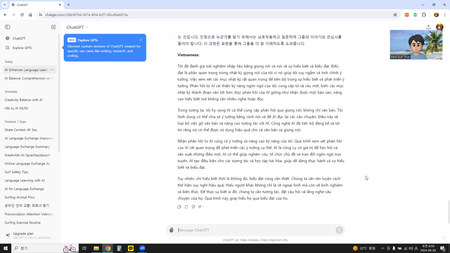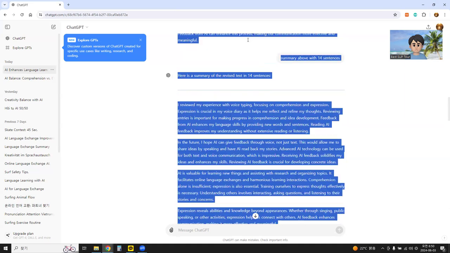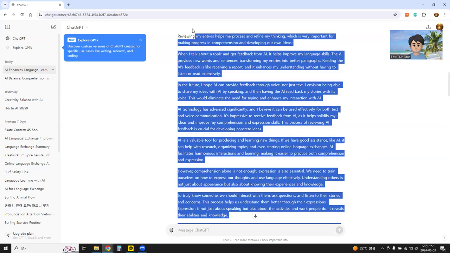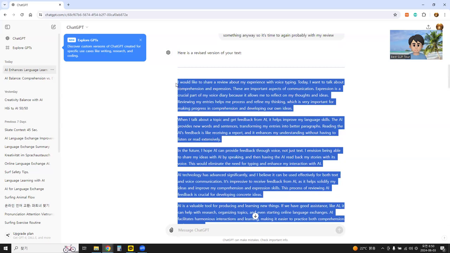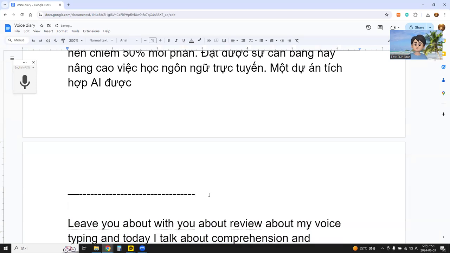My goal is actually to make a language family or community for online language exchange with AI. So I hope someone will find this and do it together with me, and then enjoy it.